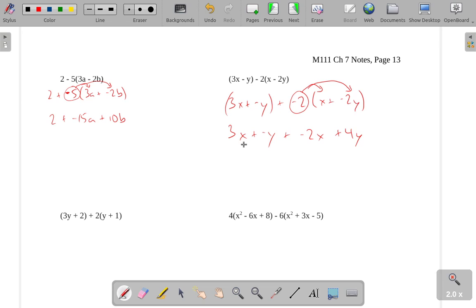At this point, I would want to look through and see that I can combine some terms, the 3x and the -2x. I'll move things around so that they're next to each other. When I combine like terms, 3 minus 2 is 1. We get 1x, which is just x. Then we can also combine this term with this term, the -y. This is a -1y if that helps you think of it that way. -1y and 4y, when I combine those, -1 plus 4 is 3. We end up with 3y.